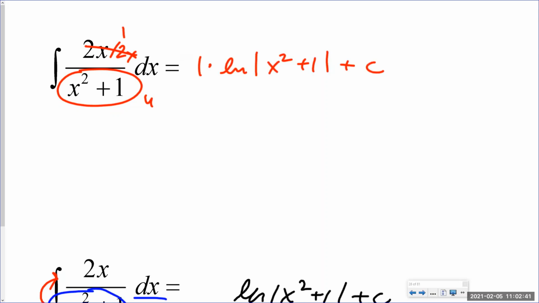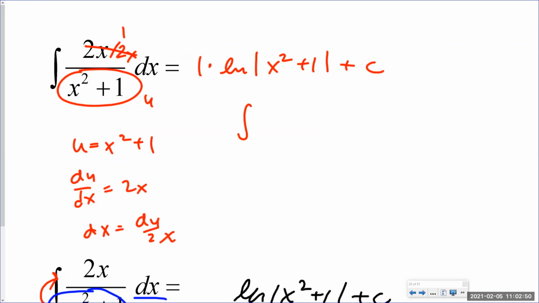And if you're uncomfortable with that, okay, you can always do u substitution. I'm telling you, u substitution will always work, okay? So if you're uncomfortable with that, you'll get something like this for u substitution, and you'll get the same answer, okay? All right, let's do another one.